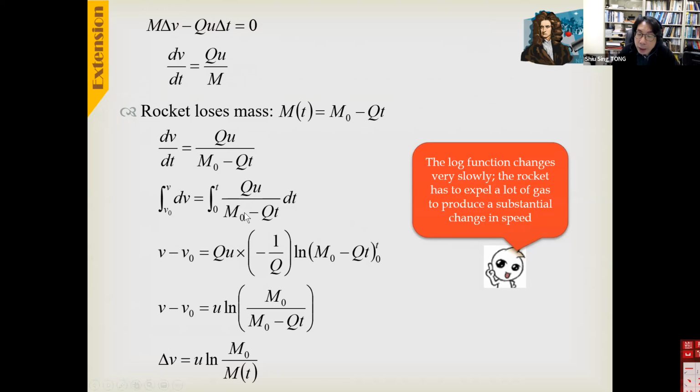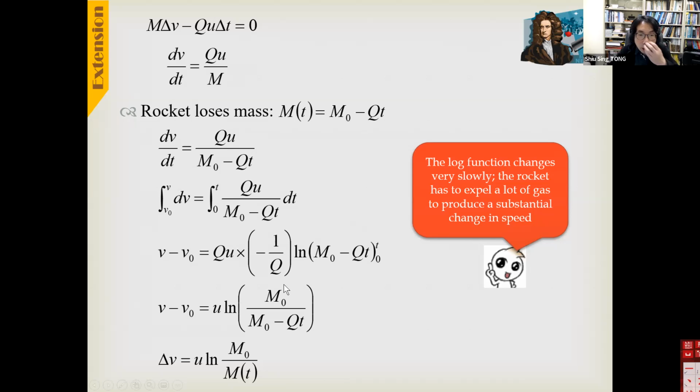Now the right-hand side is also not difficult to integrate. If I make a change of variable to m0 minus qt, that involves a factor of minus 1 over q coming out. I just make a change in variable from t to m0 minus qt. And by doing so, I have to add an extra factor of minus 1 over q, to cancel the q that goes with the t. And that means that this can be easily integrated over, and the result is a logarithm. The initial time is 0, the final time is a general time t.